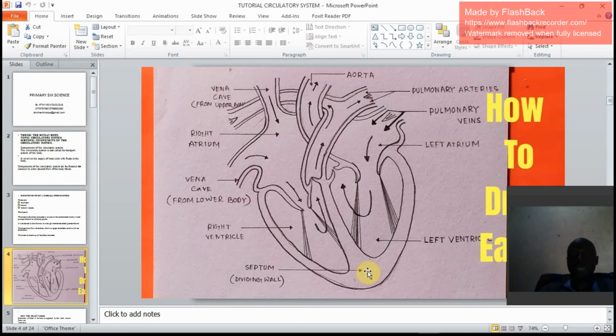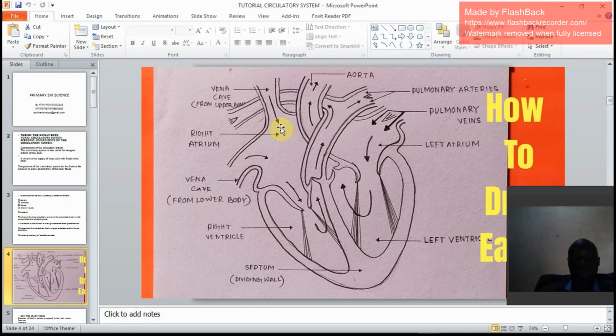We move to the structure. This is the structure of the heart. Pay attention, class. It has this vena cava. Blood from all body parts enters through the vena cava. We have this upper one and this lower one. Blood from all body parts will have less oxygen. Therefore, we shall say it is deoxygenated blood.